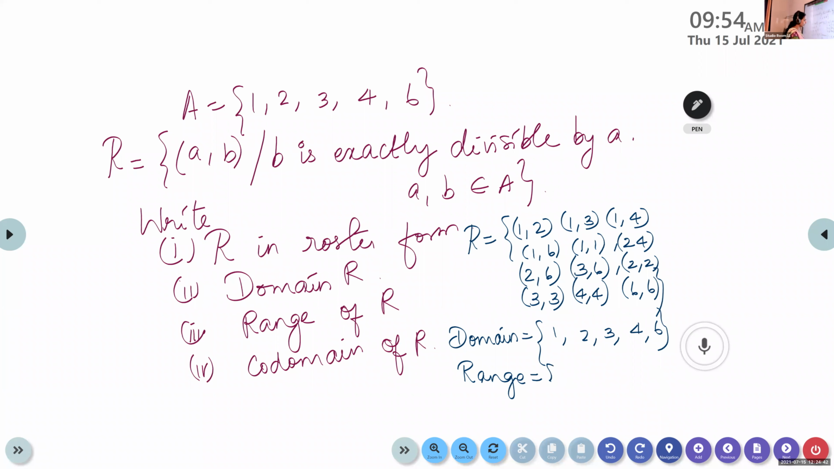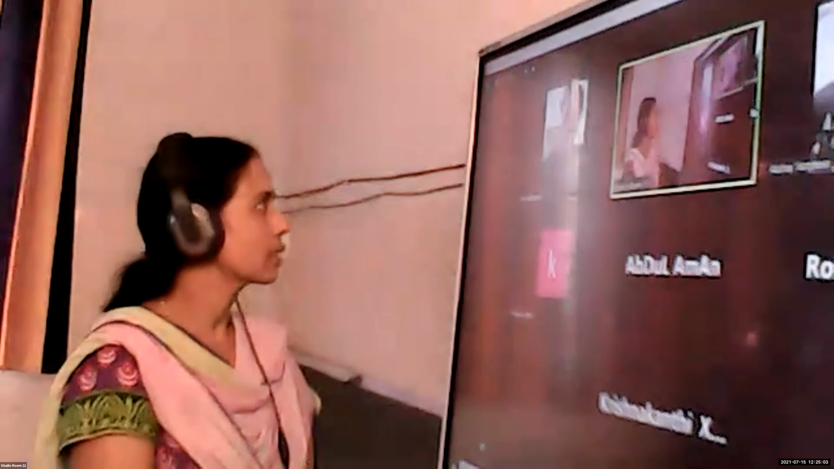What about the codomain? Codomain is also the collection of the same elements, so 1, 2, 3, 4, 6. So here we get everything equal to A, the whole set. It is equivalent to the given set A. Is it okay, children? Is it clear?